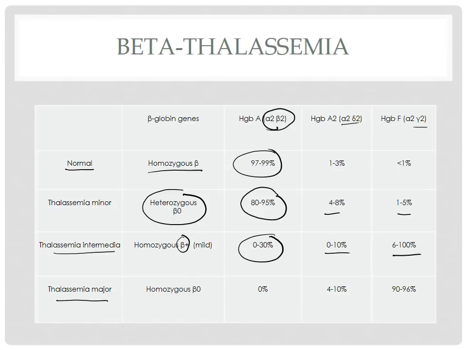And thalassemia major, which is the most severe, they are missing both of the beta globin chains, and therefore they can make no hemoglobin A, because they have no betas available, and they make a pretty large amount of hemoglobin F and even a small amount of the hemoglobin A2. So the majority of their hemoglobin in this case is going to be fetal hemoglobin.